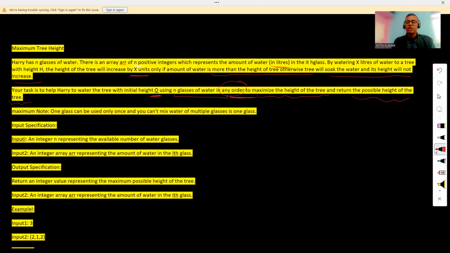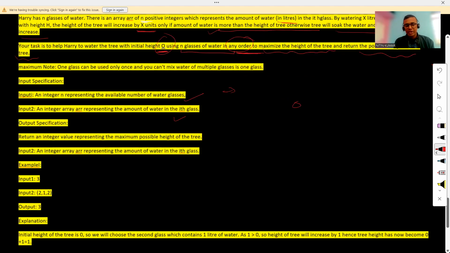So what we have to do is, in any order we can water the tree, but during watering we have to consider this case, and then say what is the maximum height that we can achieve. Now the input specification is the size of the array, and the integer array which represents the amount of water in liters that we have to pour on the tree. The initial height of the tree is 0, which is mentioned in the problem itself. We have to return the maximum height of the tree. So this is the problem statement.